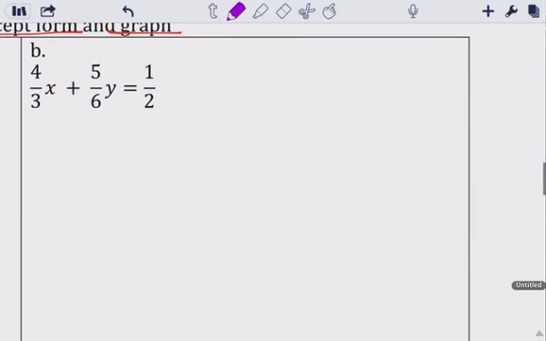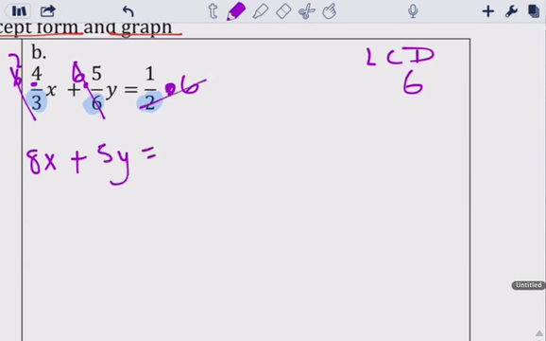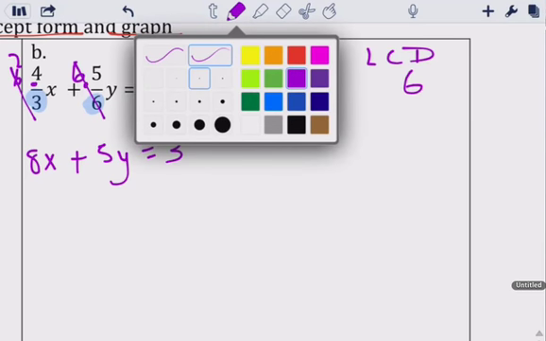Now B, find the least common denominator for all of these denominators. Least common denominator is 6. Multiply them all by 6. Cross cancel. That leaves 8x. Cross cancel. Leaves 5y. Cross cancel. Leaves 3. Okay, solve for slope-intercept form.